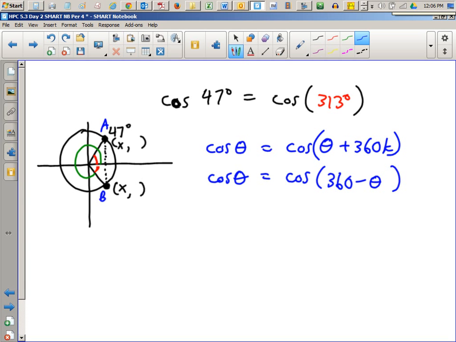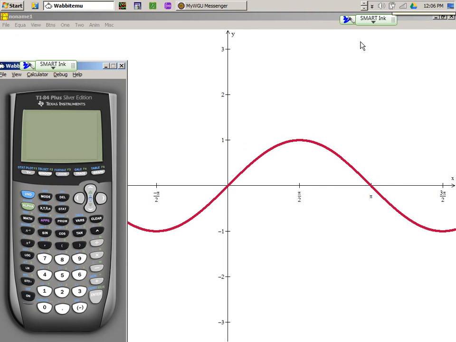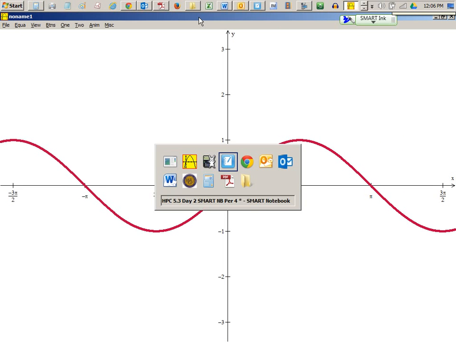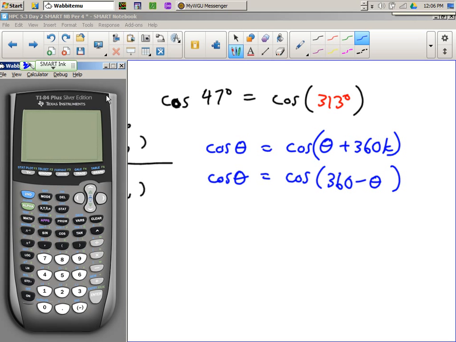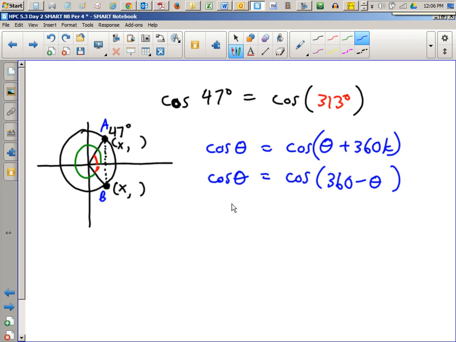This makes me want to try cosine of 1 degree and cosine of 359. Let's try it. Where's my calculator? There it is. Okay, just for fun, clear the screen, cos 1, cos 359. Yep, 0.99985, yada yada. Okay, so I believe this rule is true as well. The symmetry argument is very convincing.